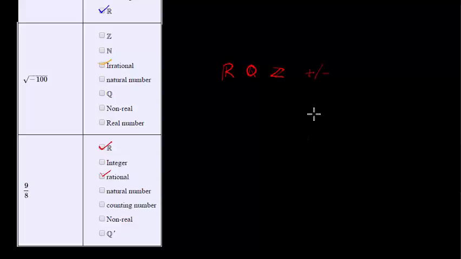Okay, I suppose just ask the question, is it positive? If it's positive, it's a natural number. Oh, I think the first thing you should ask yourself is, is it 0? If it's 0, then it is only a natural number. The moment that it's positive, it's a real, rational, integer, counting number, and natural number. So if you can remember RQZ0 plus, then you should be fine.